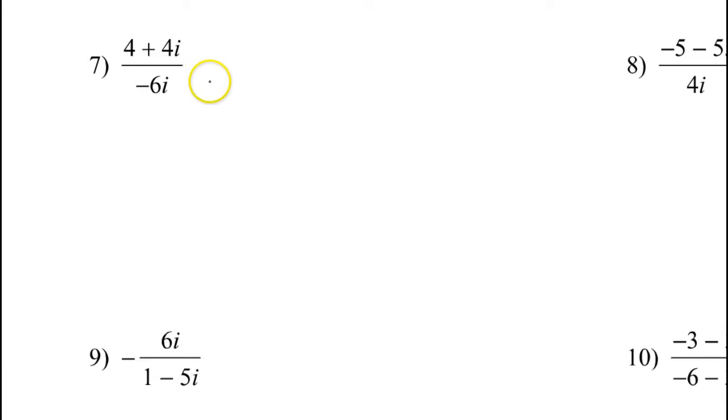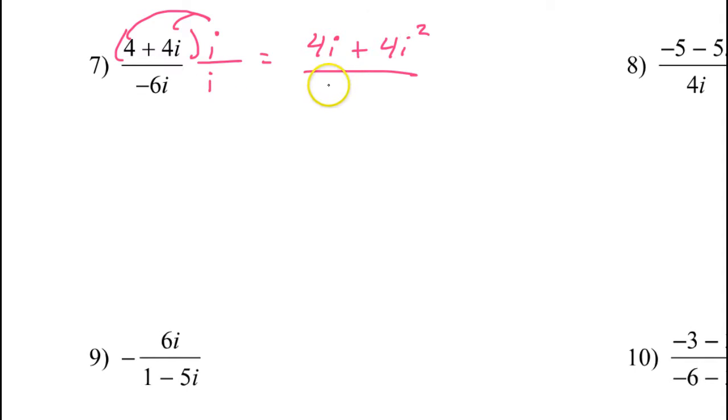Looking at number 7, once again, let's go ahead and multiply by i over i, since we have this monomial in the denominator. And we will do the distributive property here in the numerator. So that will give us 4i plus 4i squared. In the denominator, we get negative 6i squared. Now remembering that i squared is negative 1, in the numerator, 4 times negative 1 is negative 4, which I put in the front. Then I will bring down the 4i because the imaginary term goes last. Negative 6 times negative 1 is positive 6.